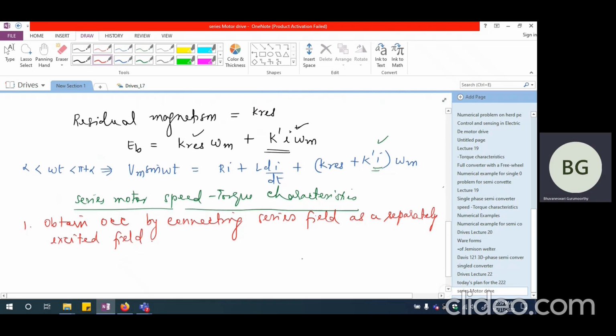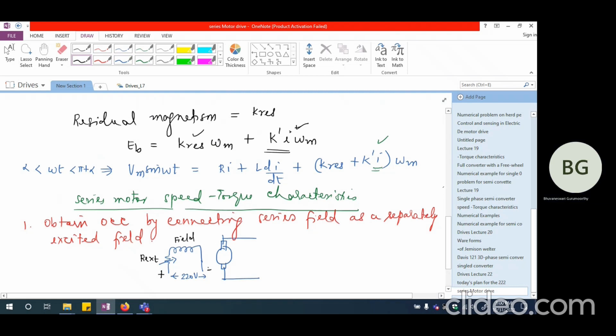So what we try to do here is, if this is the armature of the series motor drive, we disconnect the field from the armature and we connect the field to a 230 volts or 220 volts DC supply with a variable resistance. So the series field resistance will be very, very small. If we directly connect it across the 220 volts DC supply, the current will become extremely large. That is the reason why we will always connect an external resistance along with the field. So this is the field, series field.